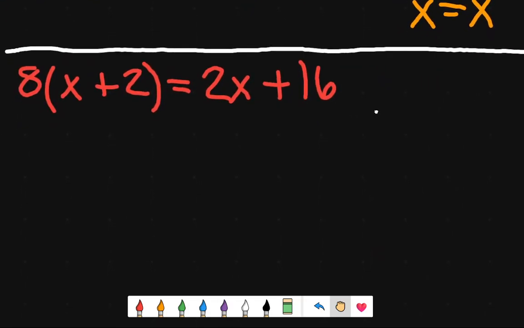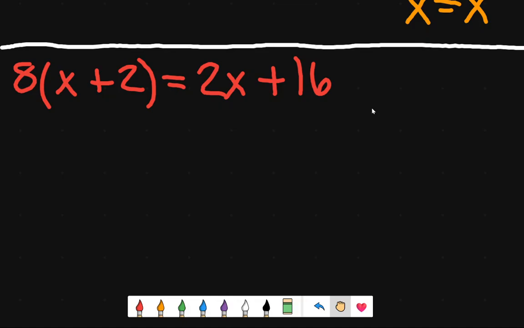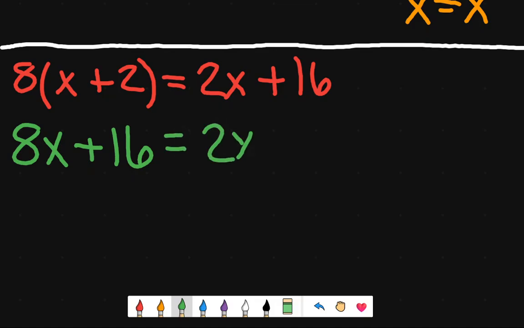That means to multiply every term inside of the parentheses times 8. So 8 times x is going to be 8x, and 8 times 2 would be a positive 16. That's 8 times a positive 2. And this will be equal to 2x plus 16.